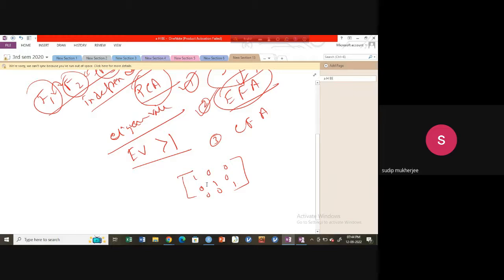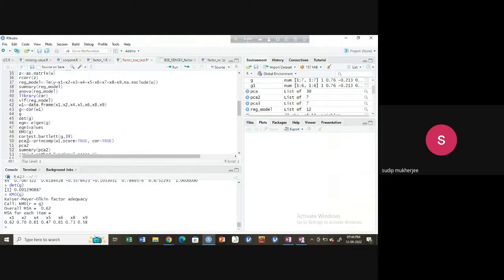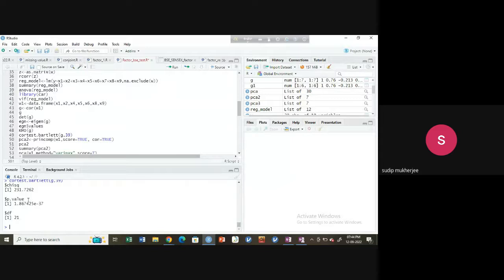So what is our Bartlett value in this particular test? The command is cortest.bartlett, at line number 49. If you run this, the p-value is less than 0.05. So we are in a position to continue. Why? Because we are rejecting the null hypothesis. That means our matrix is not a unit matrix. Clear up to this part?